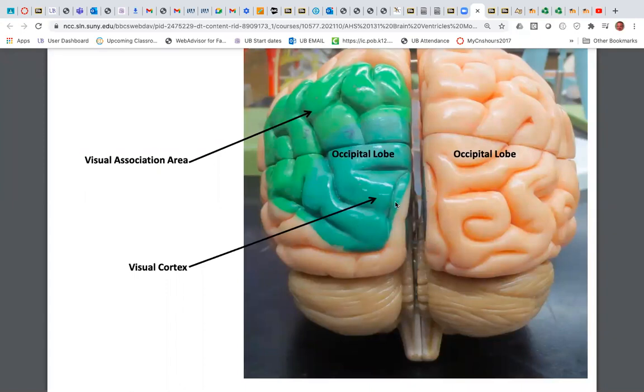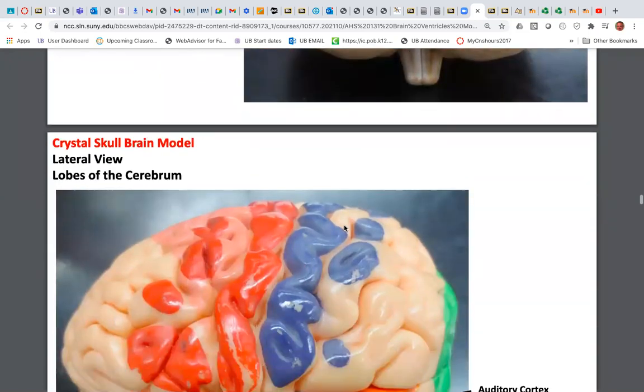But if someone slips or falls and they hit the back of their head, they can go blind because this is the part of the brain that actually does the seeing. The eyes only have the receptors for vision.